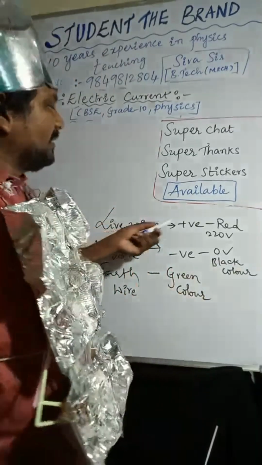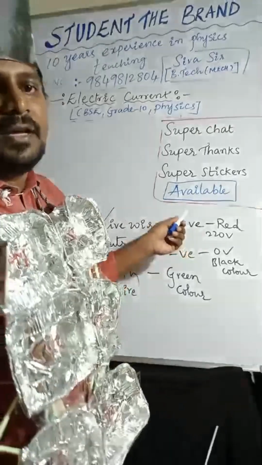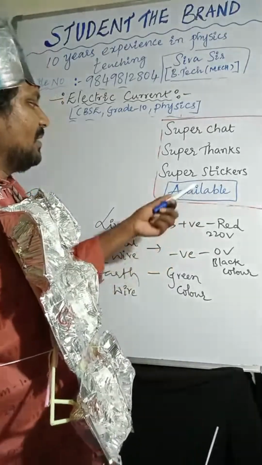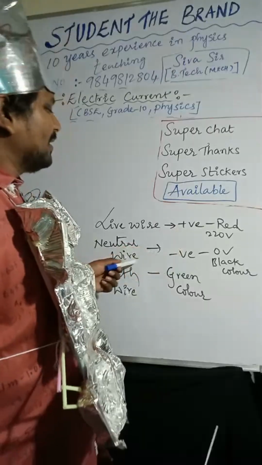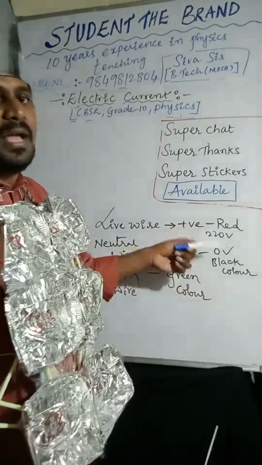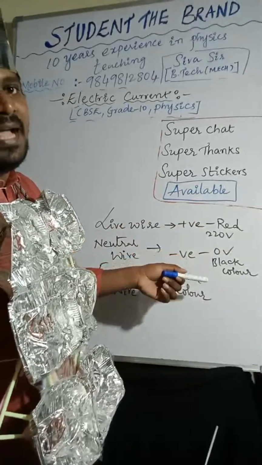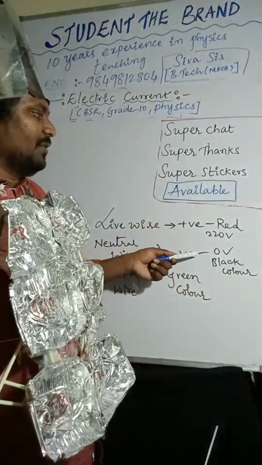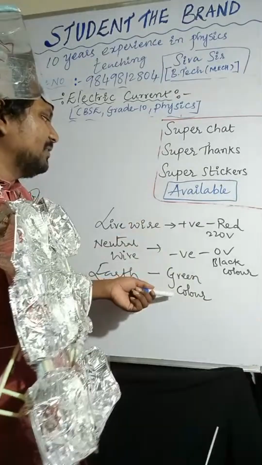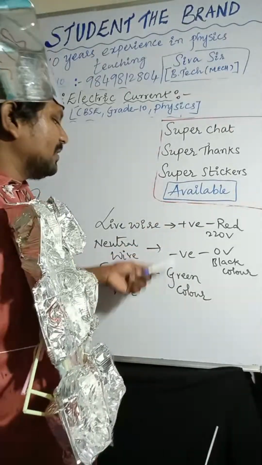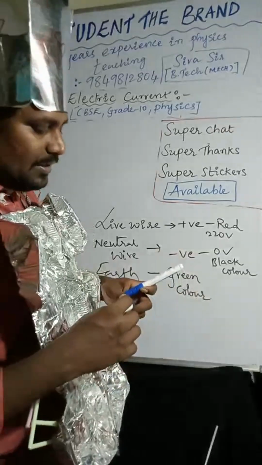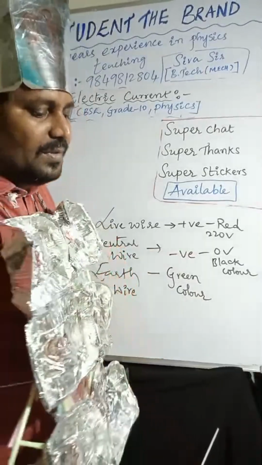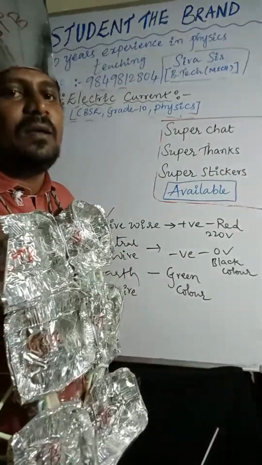Understood? Live wire is the positive terminal, 220 potential difference. Neutral wire is the negative terminal, 0 potential, black in color. Here is red, here is black. The earth wire is green in color. The potential difference between live wire and neutral wire is 220. The potential difference between live wire and green earth wire is 220. The potential difference between neutral wire and earth wire is 0. So we discussed all the points.